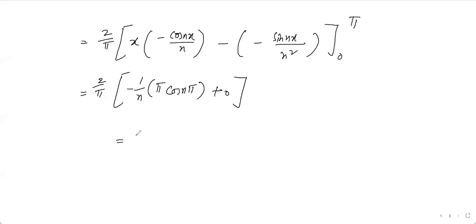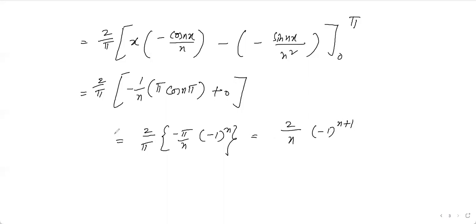Now this would lead to 2 by pi times the bracket minus pi by n, and now cos n pi will be minus 1 to the power of n. If you cancel out pi here, we get 2 by n times minus 1 to the power of n plus 1. So we got bn here.